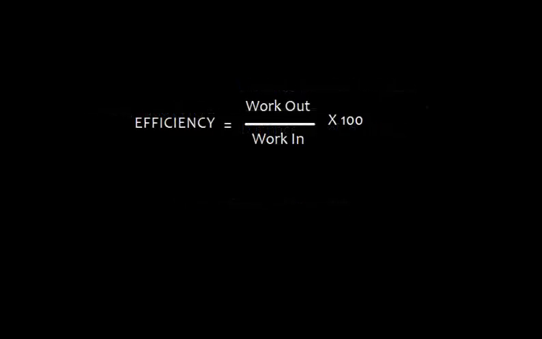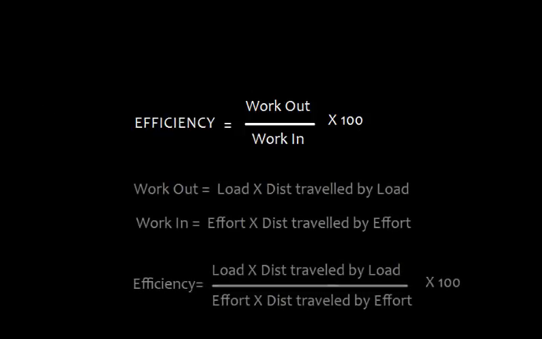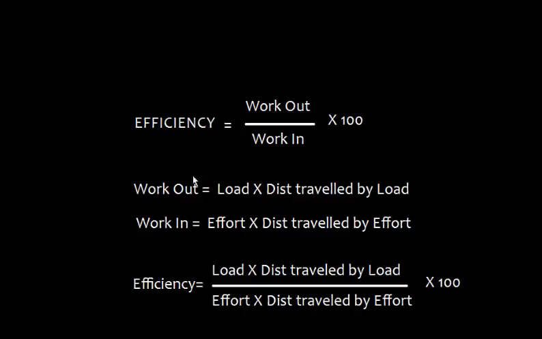So now let's define efficiency, and efficiency is work out divided by work in multiplied by 100. So what is work? We can write work is equal to force multiplied by distance. So the force is here load and distance traveled by load. Similarly, work in is effort and distance traveled by effort. So efficiency is going to be work out, that is load and distance traveled by load, divided by effort and distance traveled by effort. So both the cases here.